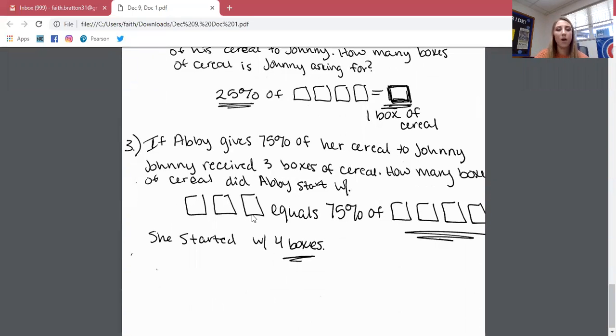If Abby gives 75% of her cereal to Johnny, then Johnny received 3 boxes of cereal. How many boxes of cereal did Abby start with? She's already given him 3. How many did she have before? She had 4, just like the previous problem. So 3 equals 75% of 4, as we just showed with the dollar bill. 4 quarters equal $1, each 25, 50, 75, 100. So she started with 4 boxes.